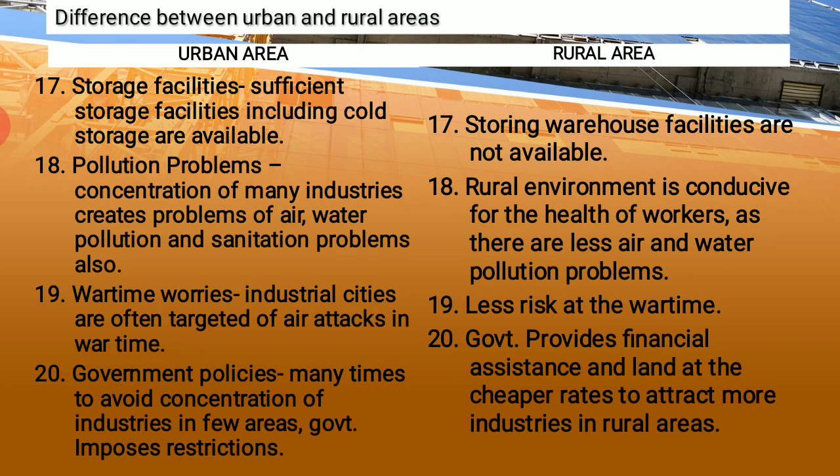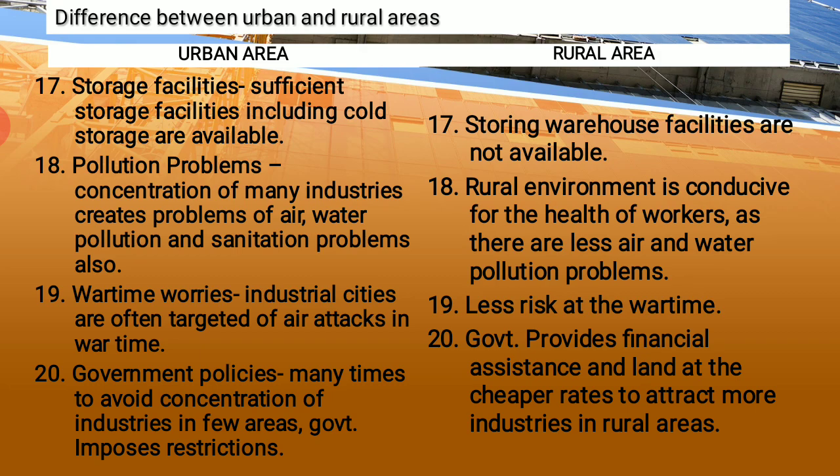We all know the pollution problem is always higher in the urban area because of the concentration of many industries, and because of this it creates the problem related to air, water pollution. There are more problems of sanitation. Maybe most of the time it is congested areas that are developed, the slums are developed, and that creates a lot of problem related to pollution.